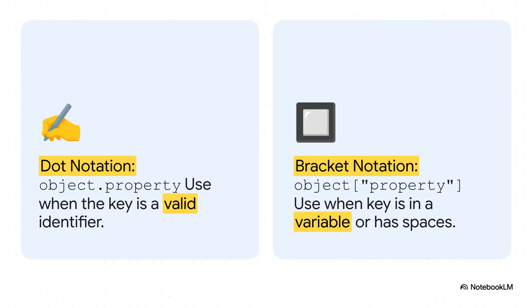So there are two main ways to get data out of an object. The one you'll see most often is dot notation. If you have a person object, you just write person.name. Simple, clean, easy to read. But sometimes you need a little more flexibility, and that's where bracket notation comes in. It lets you use a variable to tell the program which property you want, which is incredibly powerful when you don't know the exact property name ahead of time.